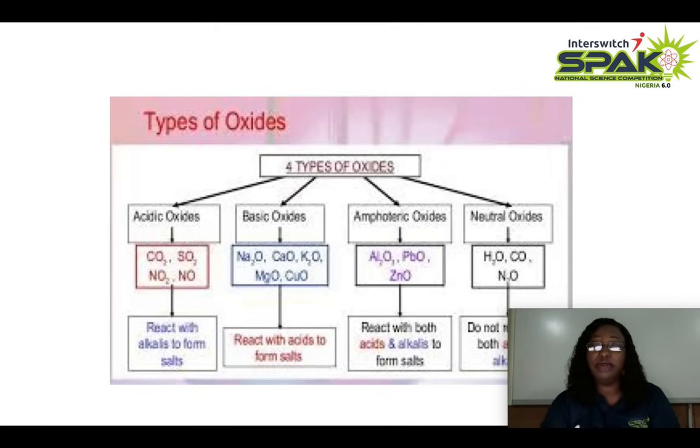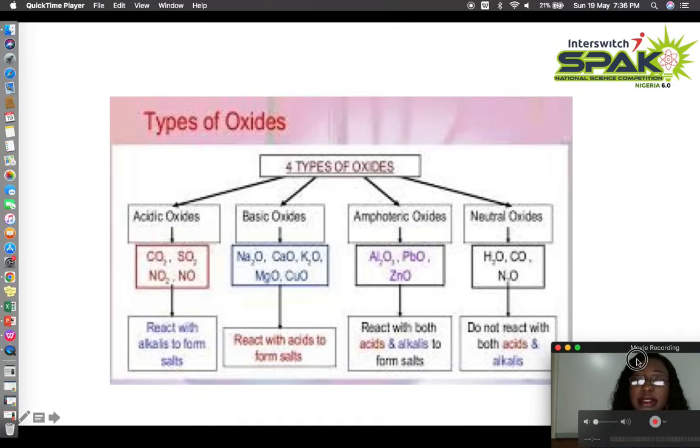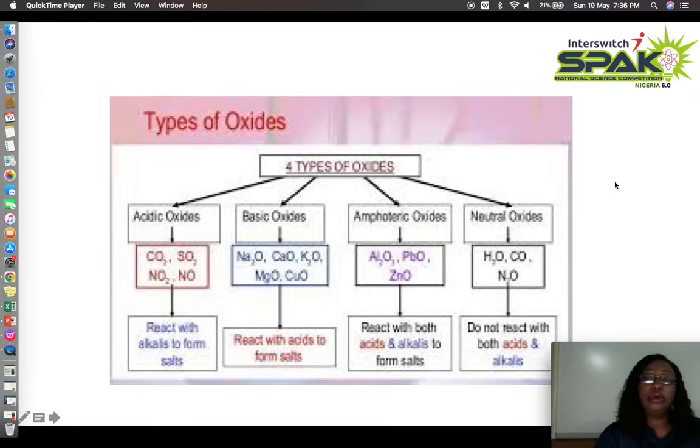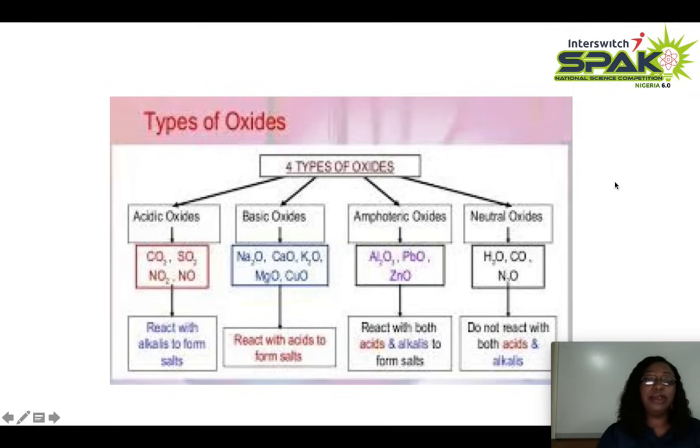We have types of oxides. For example, we have 4 main types of oxides. Oxides are formed when oxygen reacts with elements. When metals react with oxygen, they give us basic oxides. When non-metals react with oxygen, we have acidic oxides. Amphoteric oxides are oxides that can behave as a base and also behave as an acid. Then we have neutral oxides. They are neither acidic nor basic.